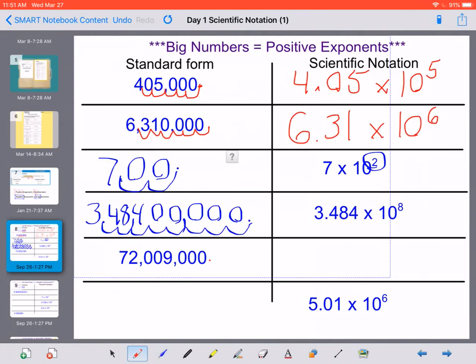Here I'm going to go to the first number that I see as I read it, so that's going to be 7. So I'm going 1, 2, 3, 4, 5, 6, 7. So 7.2. I go all the way back until the last number that I see. So 7.2009 times 10 to the seventh power.